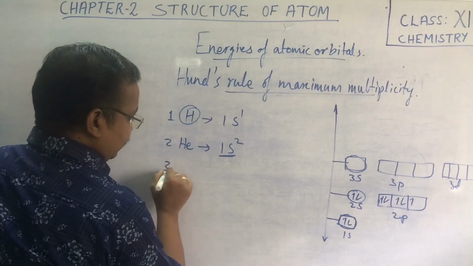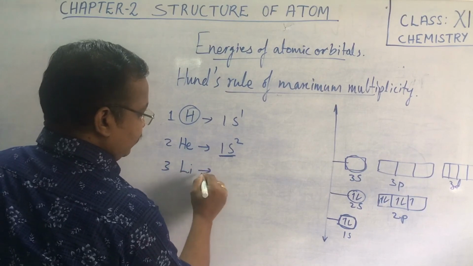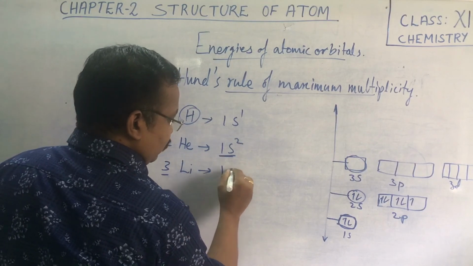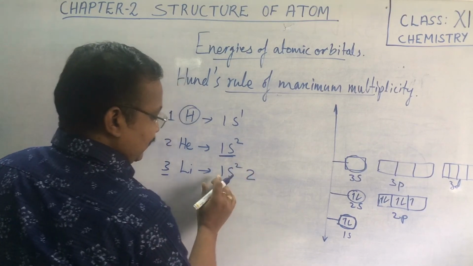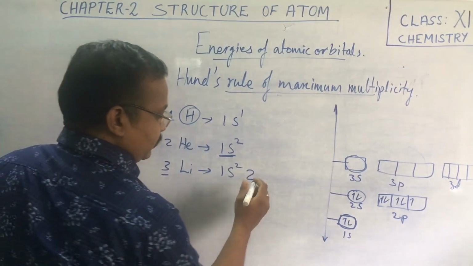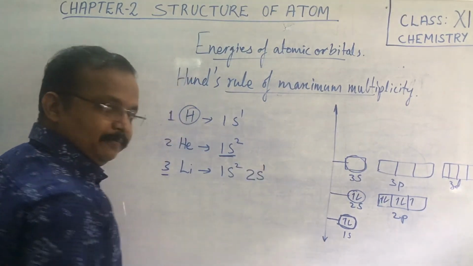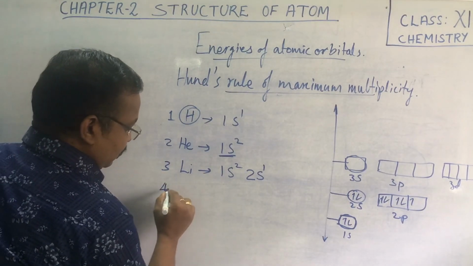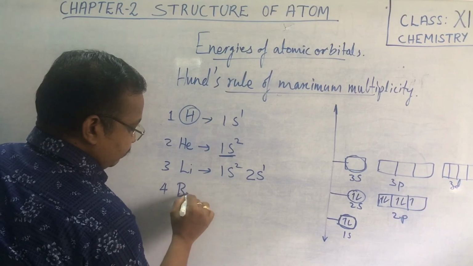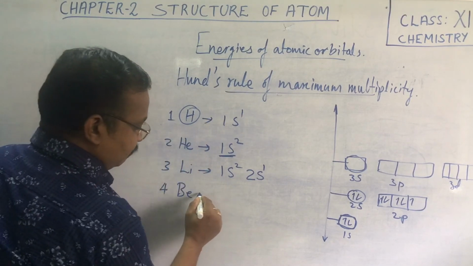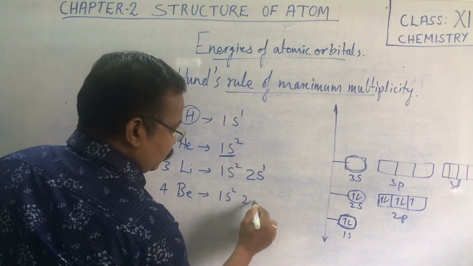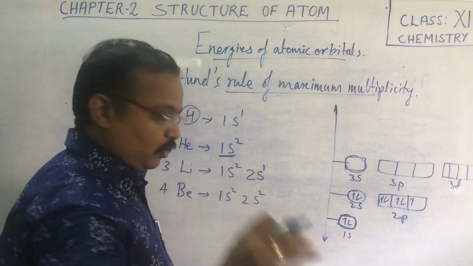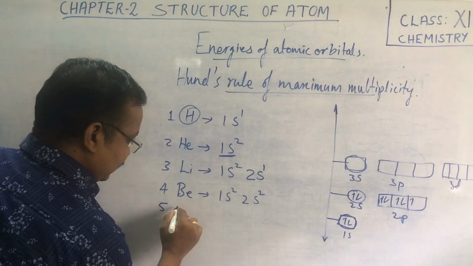Then third is lithium, where we have 3 electrons since the atomic number is 3. You write 1s2, then the next electron will go into the next orbit, so it will be 2s1. Now, in case of atomic number 4, we have beryllium: 1s2, 2s2. Now the 2s orbital also got completed. Now we can go into the next one, that is the fifth one.